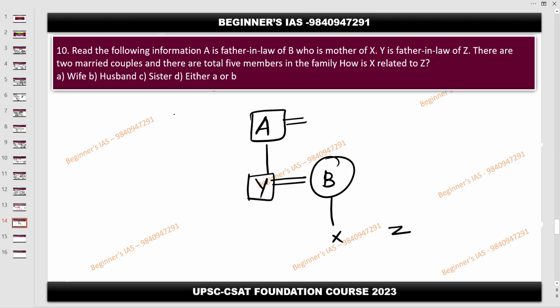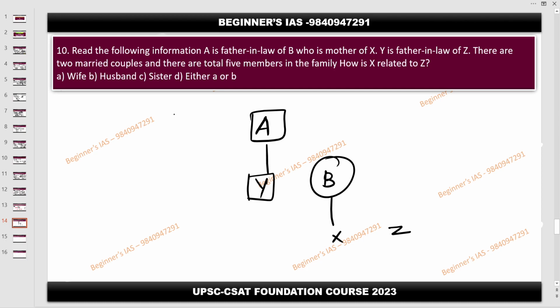Listen. This question you need to understand here. A is the father-in-law of B. Who is the mother-in-law of X? Y is the father-in-law of Z. There are two married couples. There are total 5 members in the family. Two married couples means these people are already married, a couple. No, sir, because M is not given in this question. One thing is that M is not given, and the other thing is that the relation between B and Y also cannot be determined from this question, because in the question paper this much was the only information for question number 10.